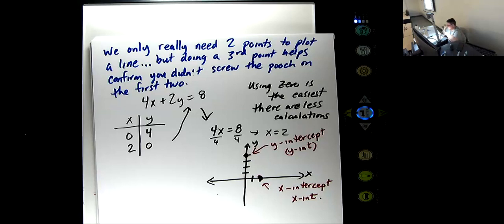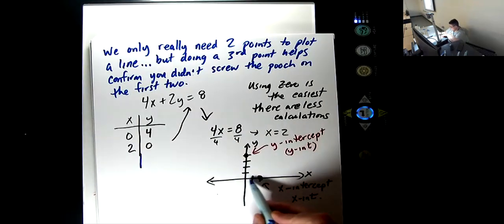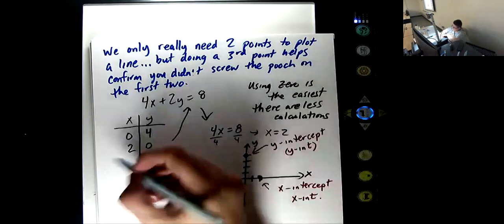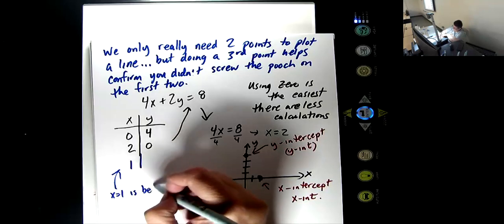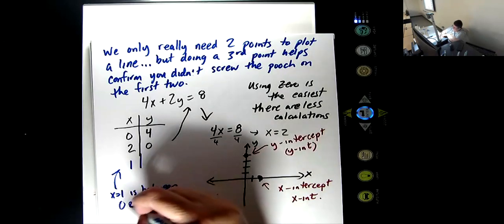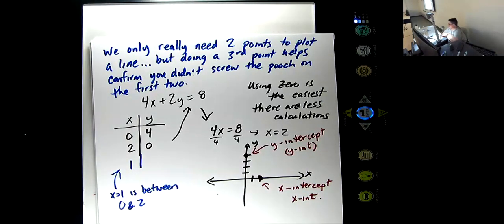At this point, I usually like to do a third point between them just to make sure I didn't do some bad division and say like 8 divided by 4 is 12. That would be bad division. So I would probably pick a point between them. So x equals 0 and x equals 2, I would probably pick 1. X equals 1 is between 0 and 2. So it's a good third point that shouldn't be way off the graph. If you pick a different number that's outside of them, it's probably going to be way off the graph.